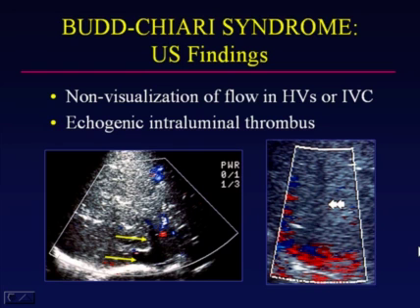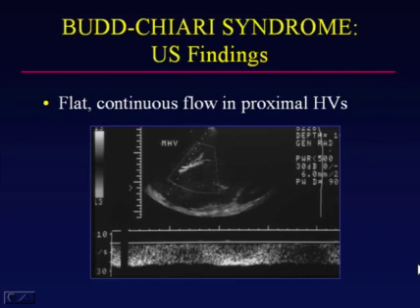Well, the ultrasound findings of Budd-Chiari syndrome or hepatic vein thrombosis are very similar to the ultrasound findings for portal vein thrombosis. So you look for non-visualization of flow in the hepatic veins or the inferior vena cava and the presence of echogenic intraluminal thrombus within the hepatic vein. So here you see the intraluminal thrombus, again these sort of hypoechoic streaks through the liver heading away from the inferior vena cava, which do not fill in on the color Doppler image.